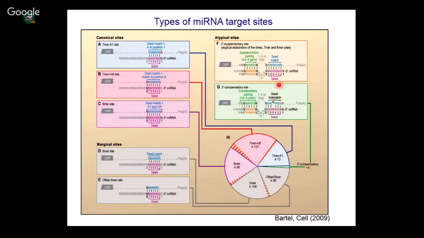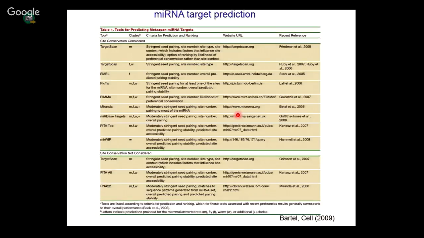For the atypical site, in addition to the seed region, the 3' end of the microRNA also has several base pairs to the target mRNA. Those are 3' complementary sites for the atypical microRNA recognition.